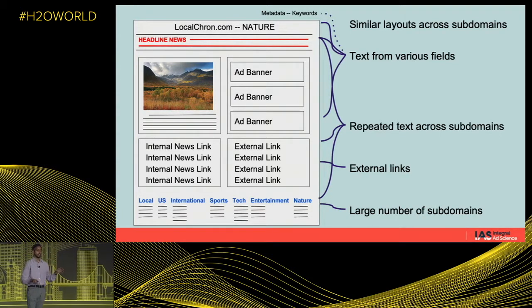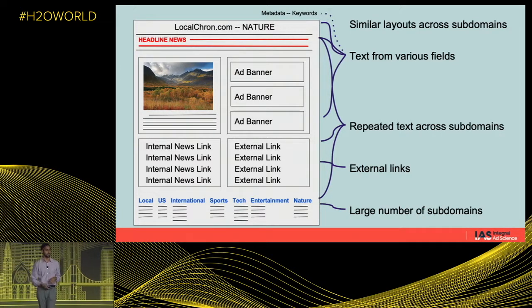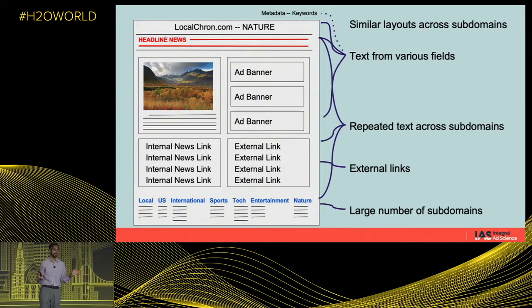So you could have localcron.com/local/US, international, and more slashes .html. And a lot of them will have very similar layouts, and they'll also have a lot of repeated text across all of those subdomains that are very similar. So a lot of external links, internal links.